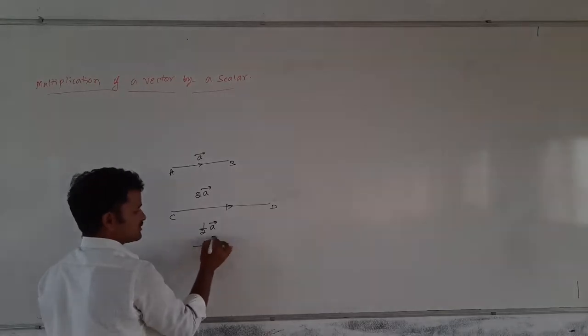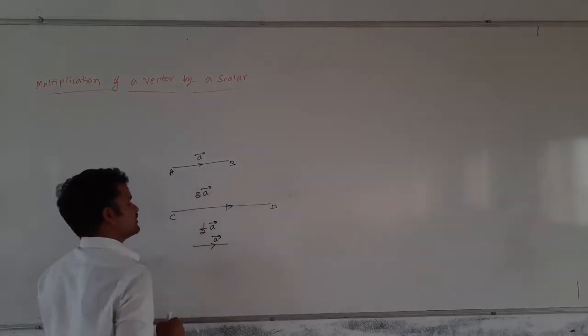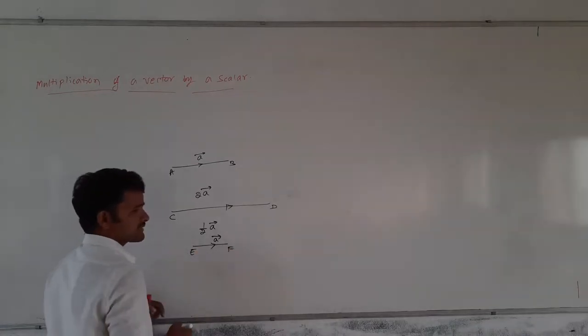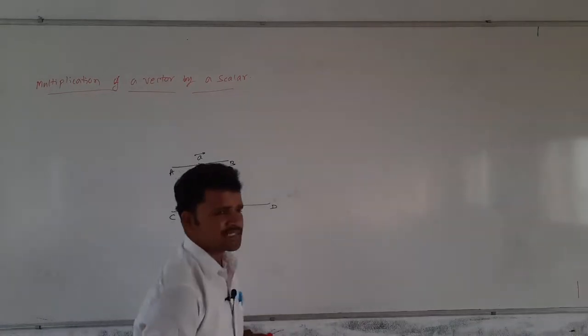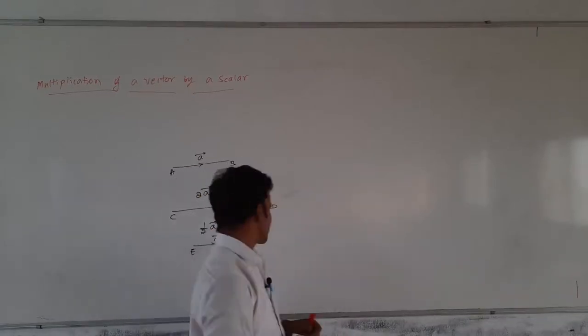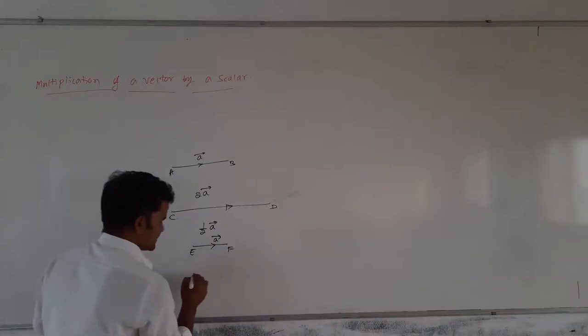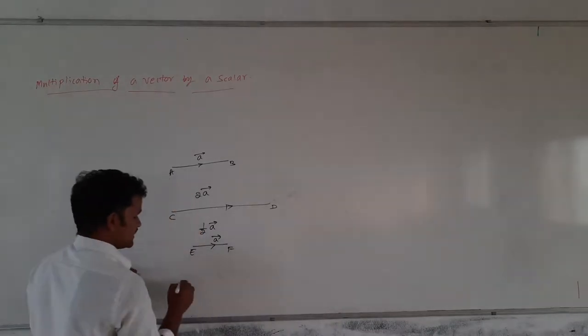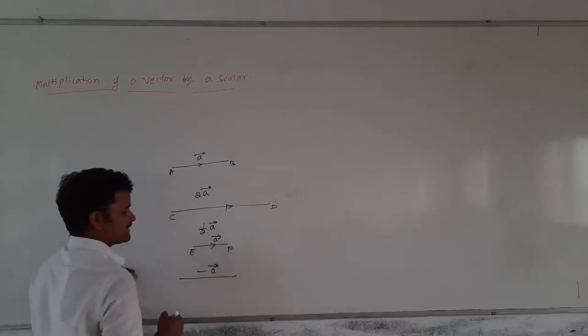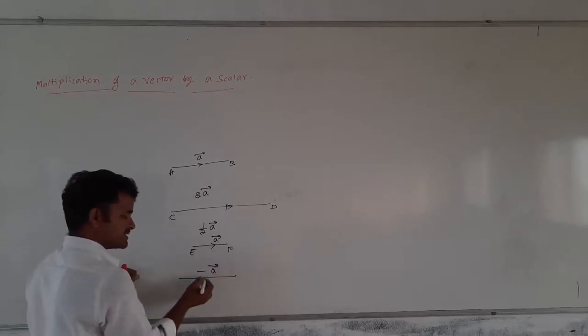Direction will be the same as the original one because you are multiplying with a positive value here. You can take this as vector EF. Now, instead of multiplying with a positive value, if you multiply with a negative value, what happens? Let me multiply vector A with a minus.